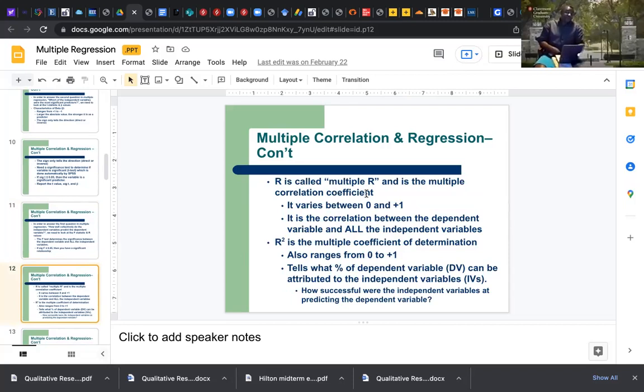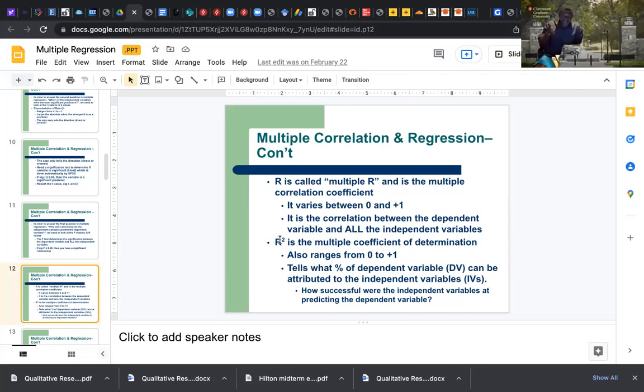Remember, we met the coefficient of determination in correlation. That is the R squared, the small r squared. Here we have an R squared again, which is the multiple coefficient of determination. The other one we saw in correlation is the coefficient of determination. Here it is the multiple coefficient of determination. It's a capital R squared. You have to note this because sometimes people confuse it.